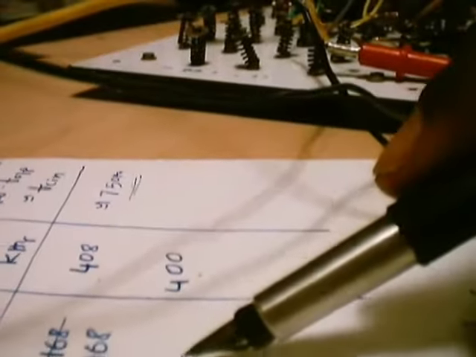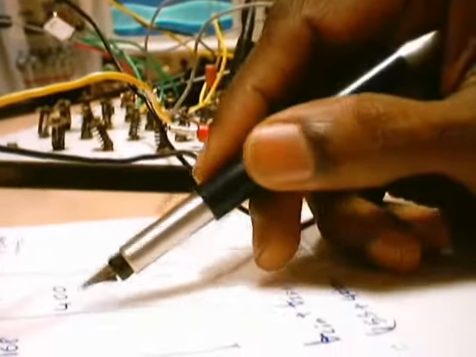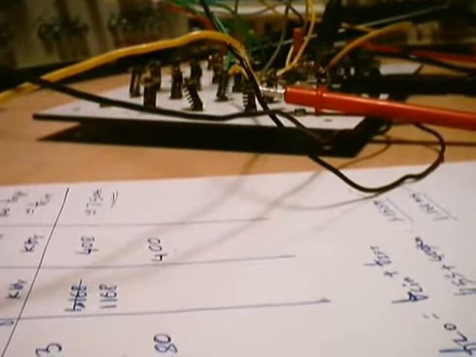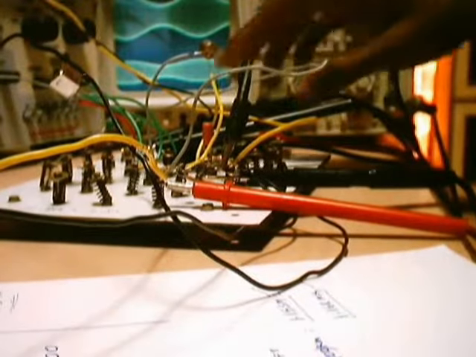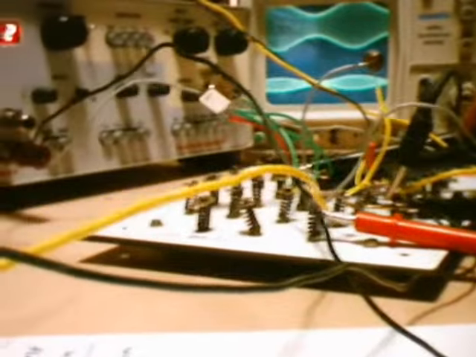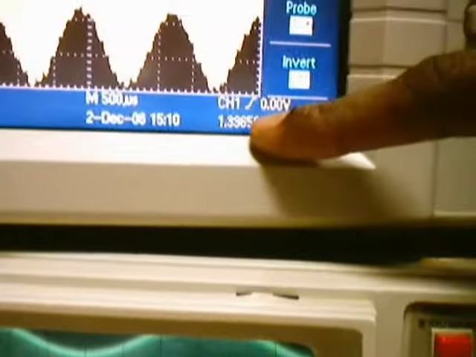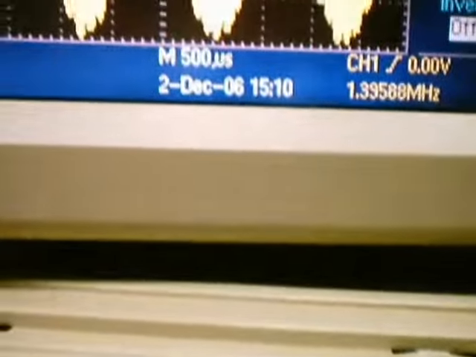Now let us find out what my FLO is. FLO has to be this 980 plus 400, which happens to be 1.38 megahertz. Let us verify what the FLO is. You can see now the frequency is 1.39 megahertz.